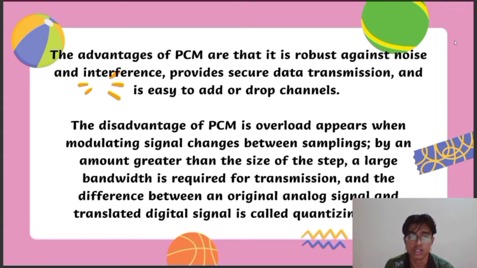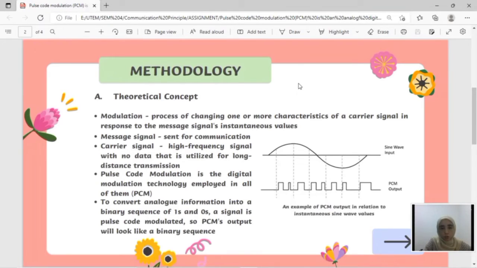The disadvantages of PCM are that overload appears when the modulation signal changes between sampling by an amount greater than the size of the step, a larger bandwidth is required for transmission, and the difference between the original analog signal and the translated digital signal is called quantization error.